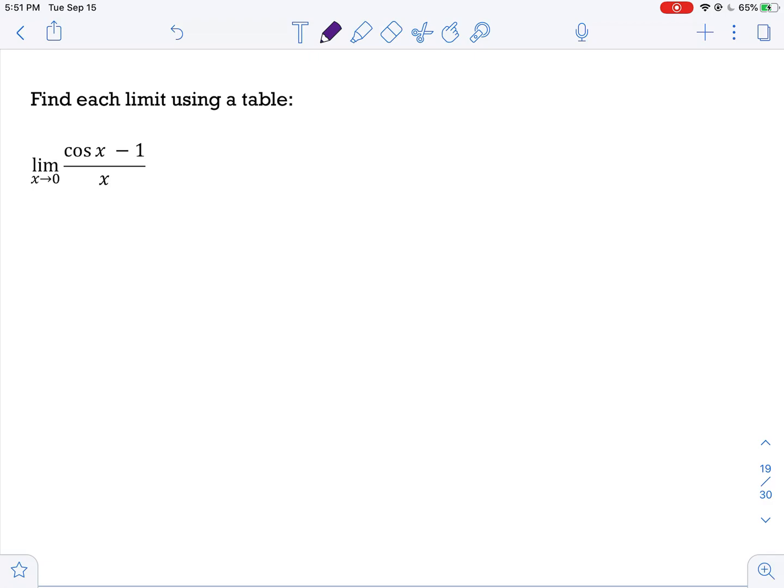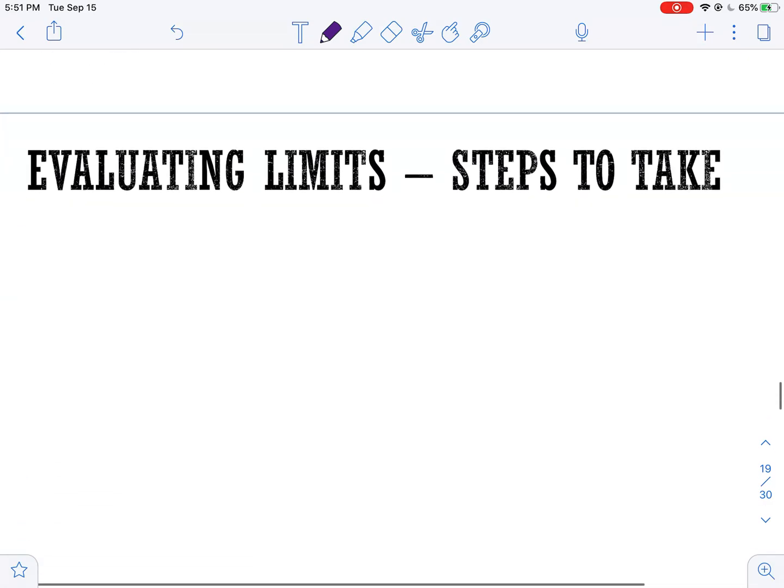So you guys go ahead and try this one. Put this into Desmos and see if you can tell me what the limit as x goes to 0 of cosine x minus 1 over x would be using your table on Desmos. You guys can check your answer against the finished notes from class today.